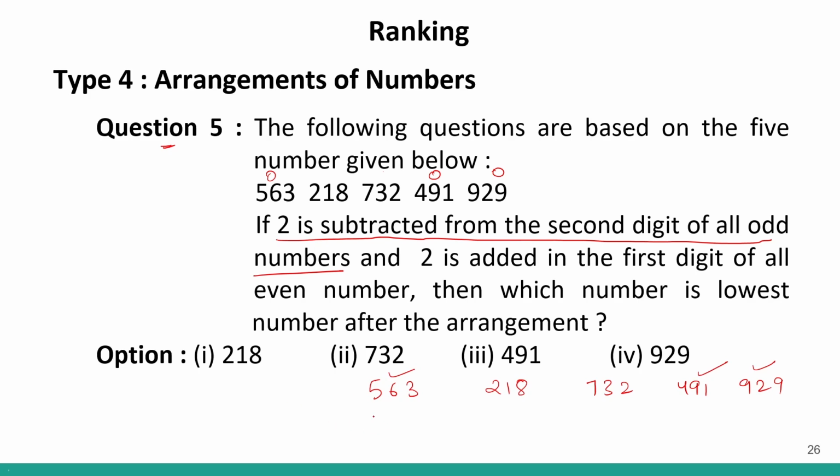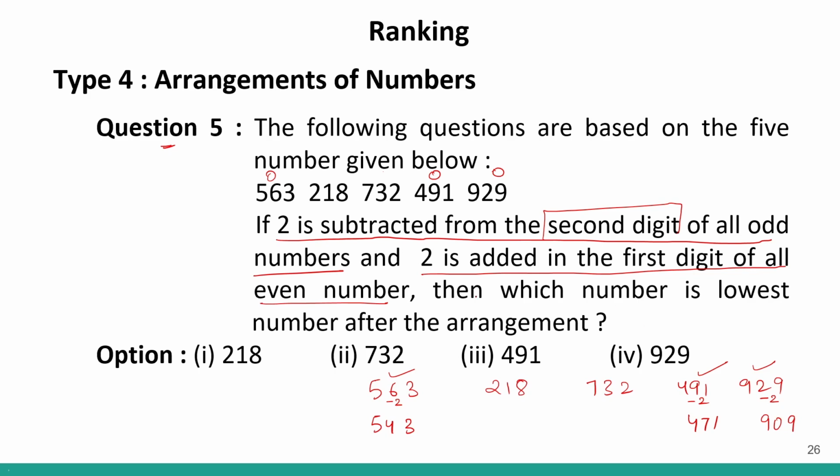So this will become 561. This will become, if I subtract 2 from this, I'll get 489, and this will become 927. Correct? 2 is subtracted from the second digit. So the second digit is this. We will subtract 2 from the second digit of the odd numbers. So it will be 543, 471 and 909.